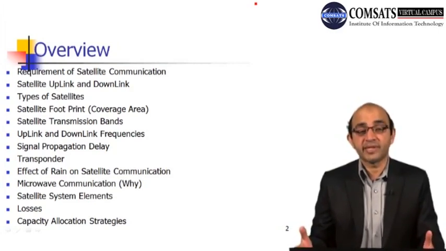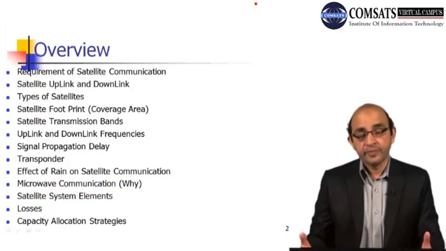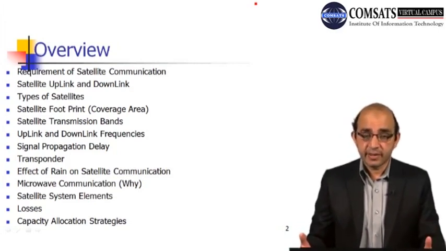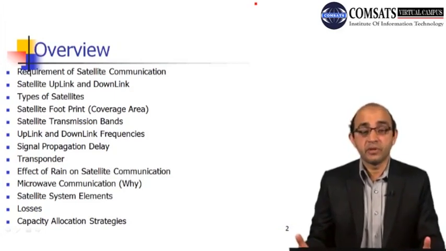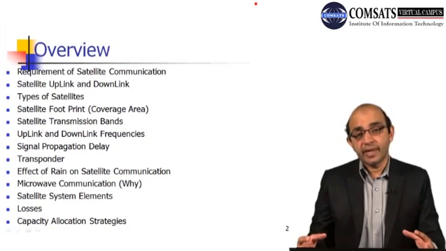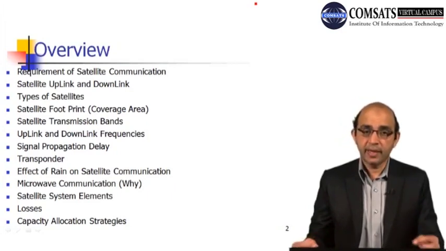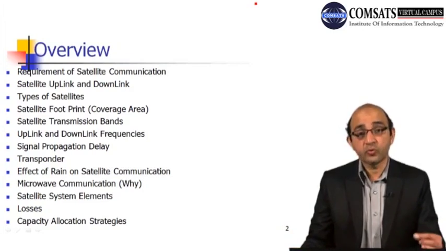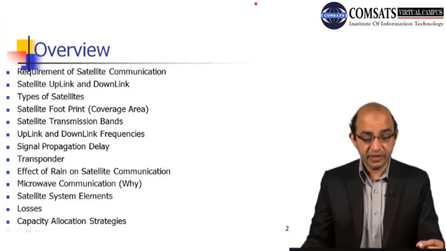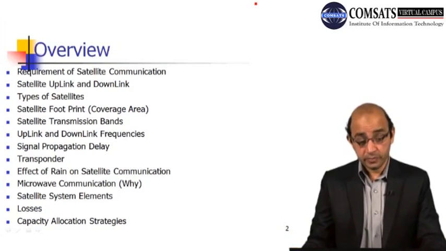So we'll be talking about the satellite footprint, and there are different frequency bands which are allocated to satellite communication. So we will be talking about the frequency ranges and different bands in case of satellite communication. As mentioned, we use uplink and downlink, but there is another point, that we use different frequencies for uplink and downlink. So we will be talking about why we use different frequencies for uplink and downlink.